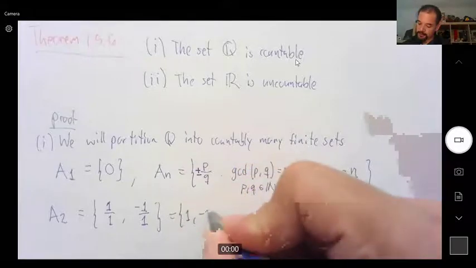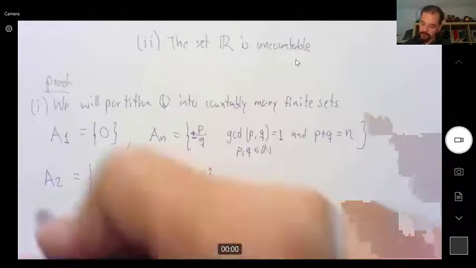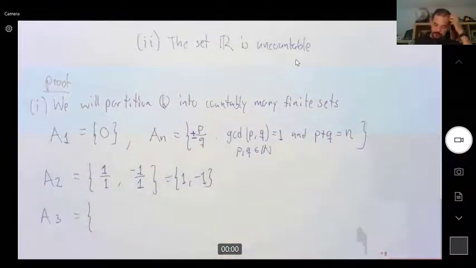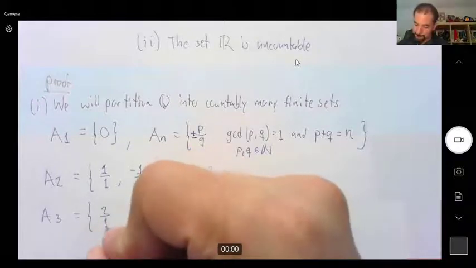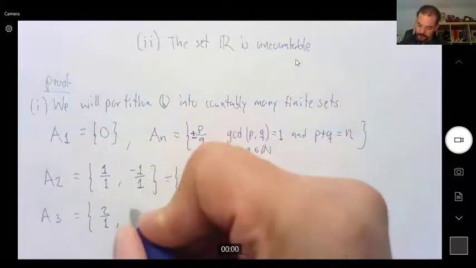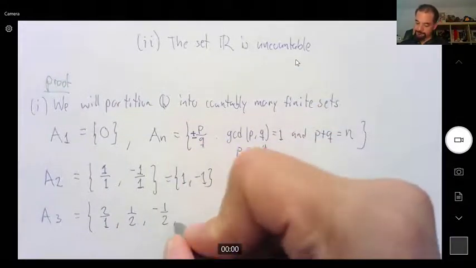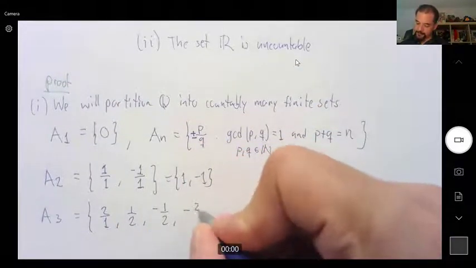Let's check a few more. What about A3? What are the elements of A3? Now the numbers add up to 3. The numerator and the denominator add up to 3. So we can have 2 over 1, or we can have 1 over 2, and the negatives of these: negative 1/2 and negative 2.